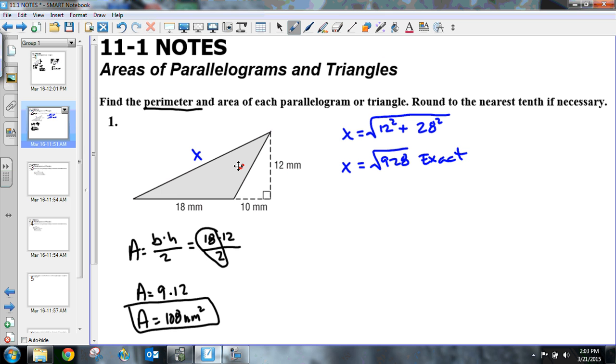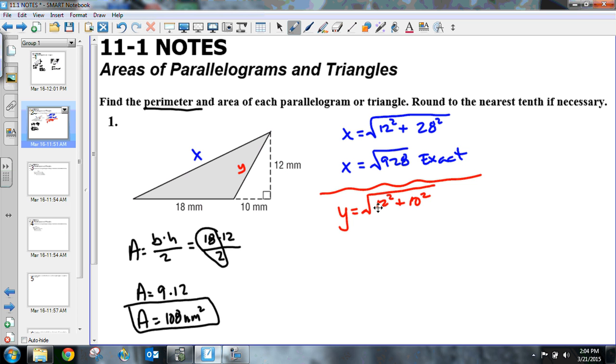I'm going to call this y. Okay, now notice that I have another right triangle here, and this is the hypotenuse of this right triangle made by finding the height and knowing this distance here. So I know that y is equal to the square root of 12 squared plus 10 squared.